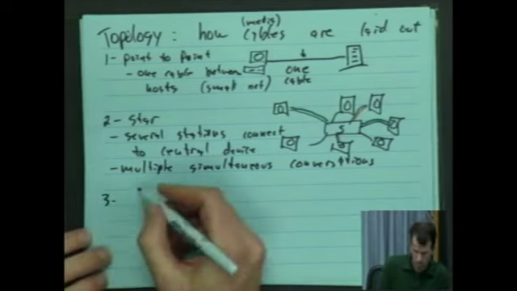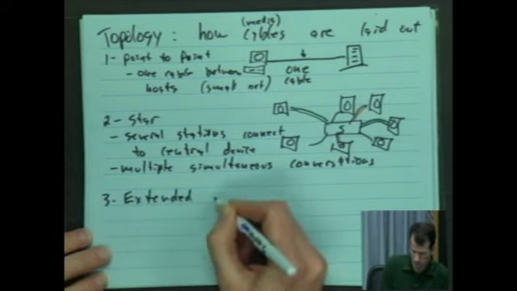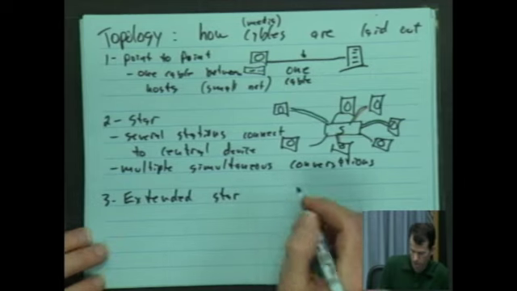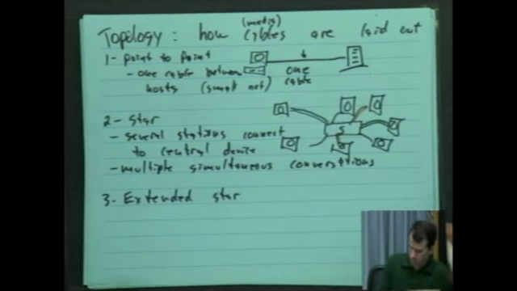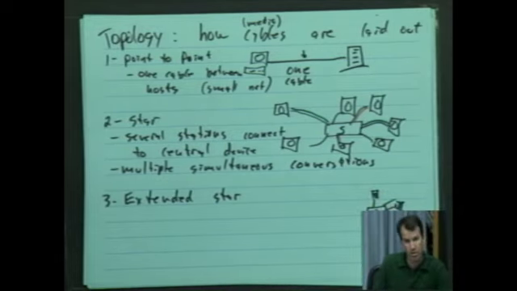To do that, you can do this other topology. We call this next one an extended star. And the way an extended star works is you might have a star just like I drew, and I'm not going to draw all this stuff on it. Okay, so I have a star network here.